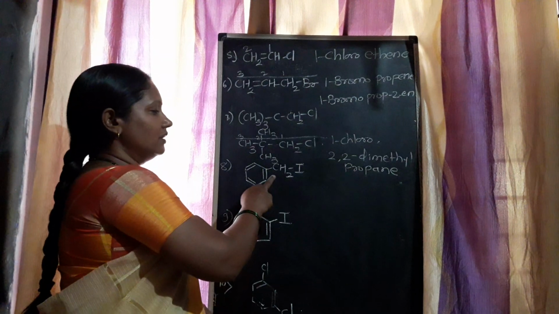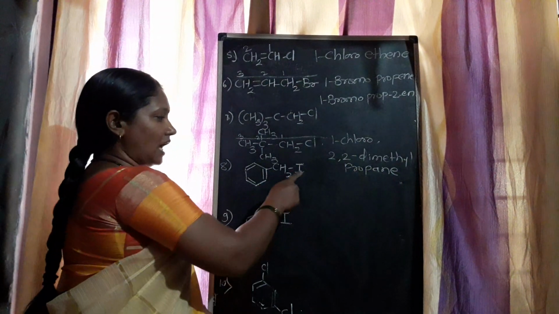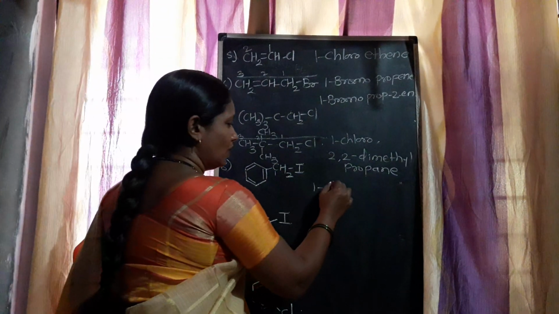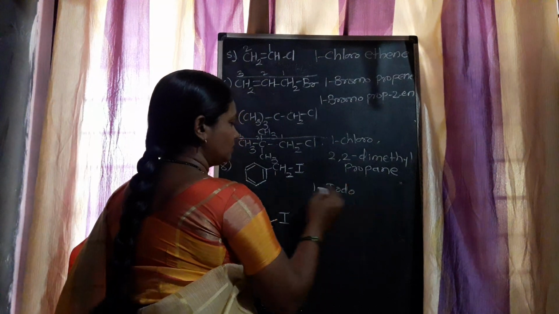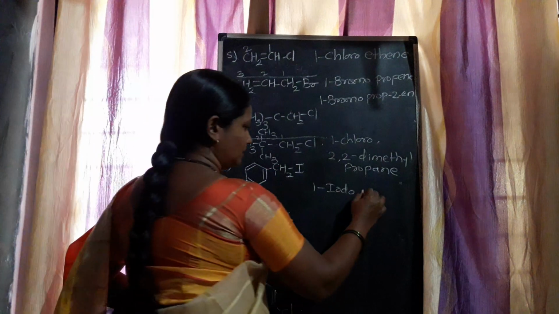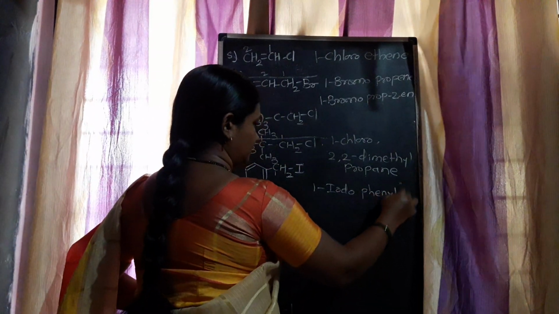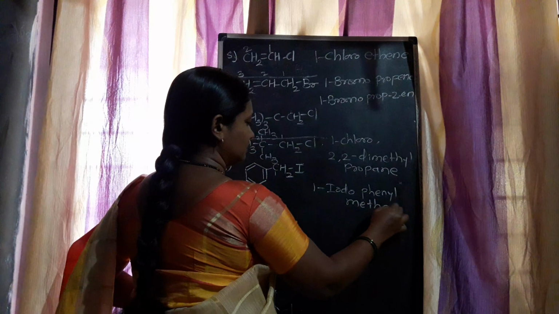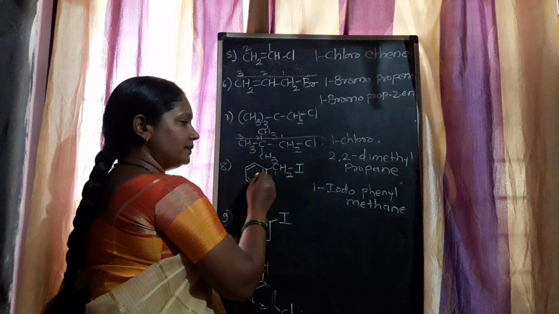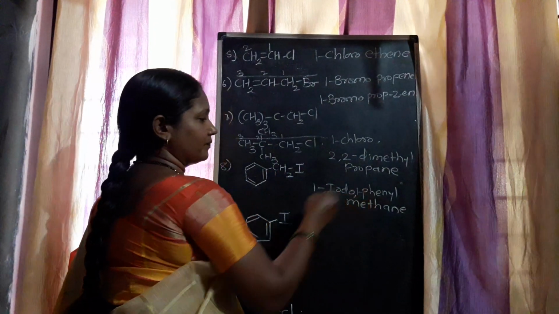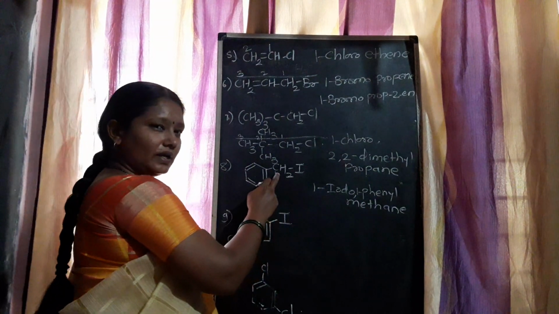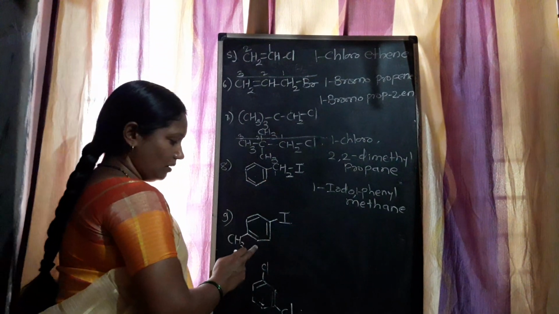Now first one, it is the benzene ring. To this iodine is present, and only one carbon atom is present. Now it is the 1-iodo, and it is the phenyl, 1-iodo-1-phenylmethane. Only one carbon atom is present. Now next example.